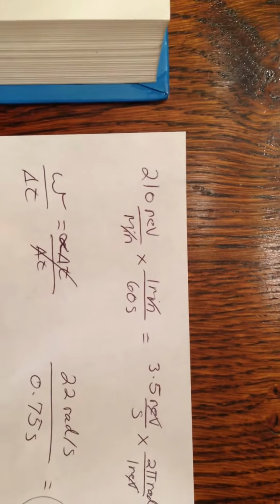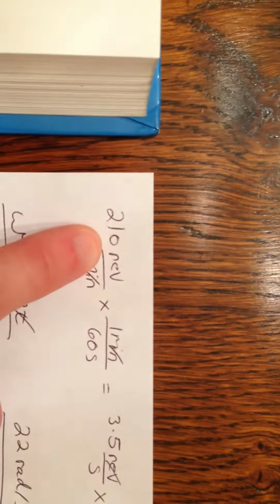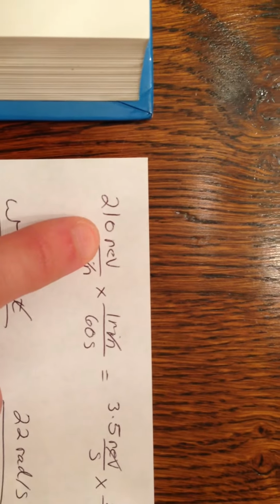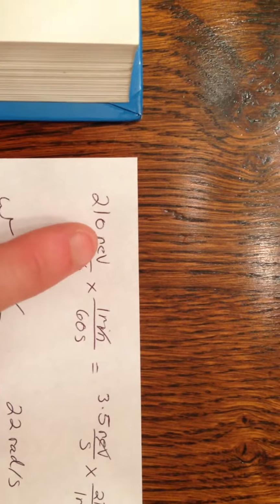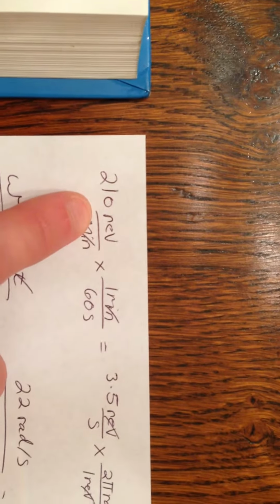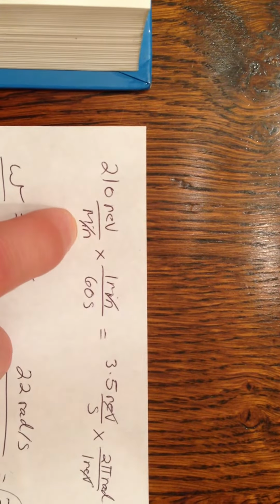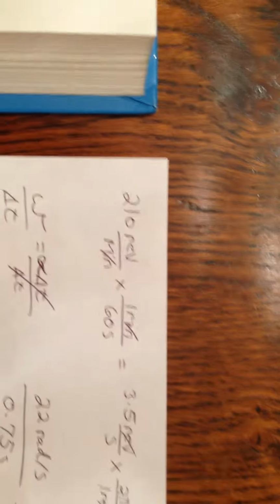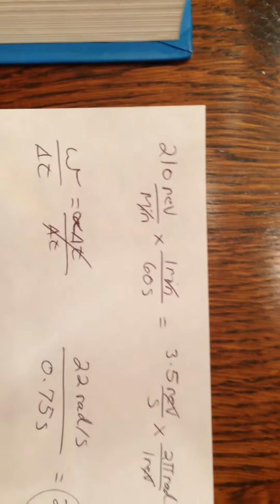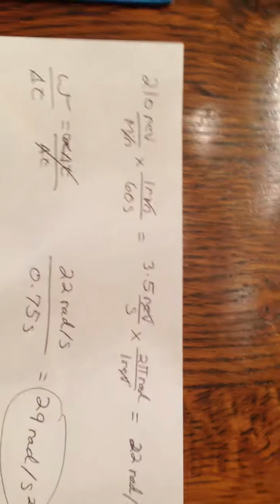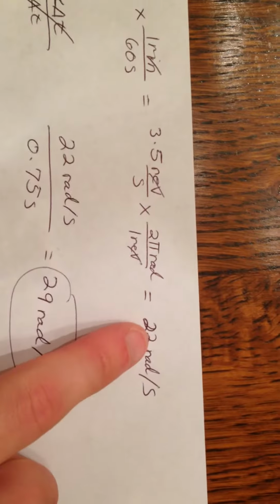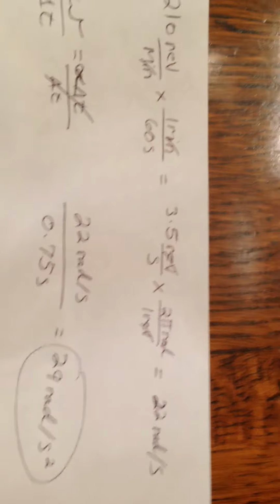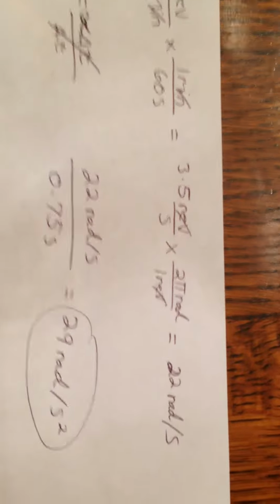Okay, so they have given us basically the angular velocity, but we need to convert it to radians per second, not revolutions per minute. So go ahead, divide by 60 seconds to get the minutes to seconds and convert the revolutions into radians. Come out with 22 radians per second. Now that is the angular velocity.